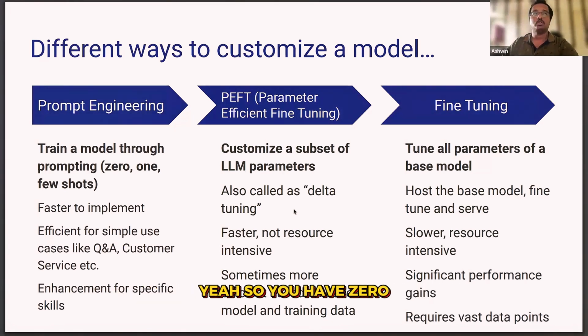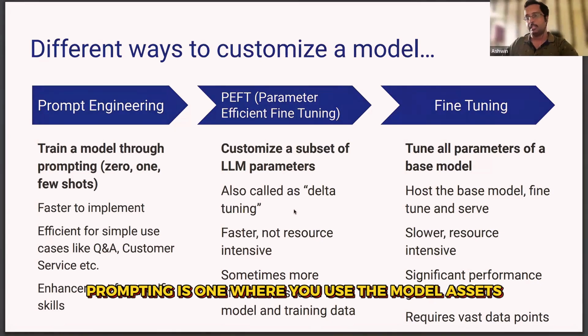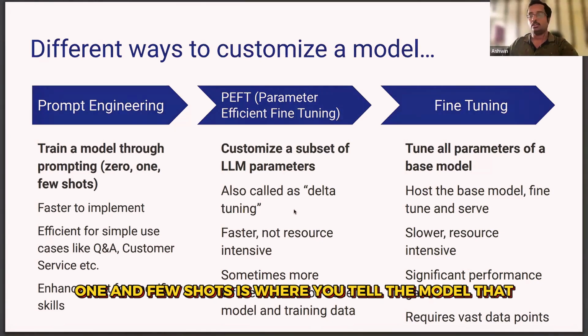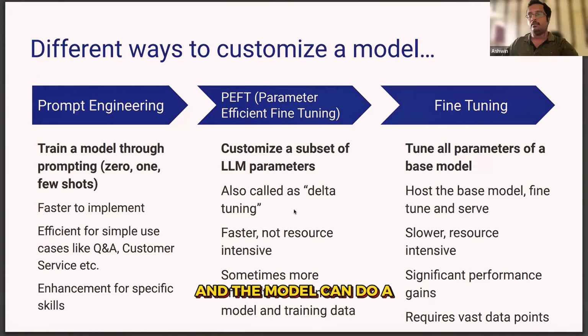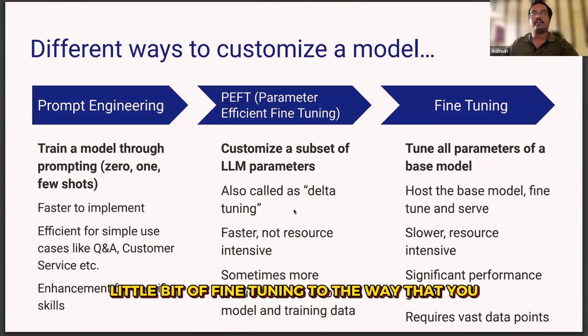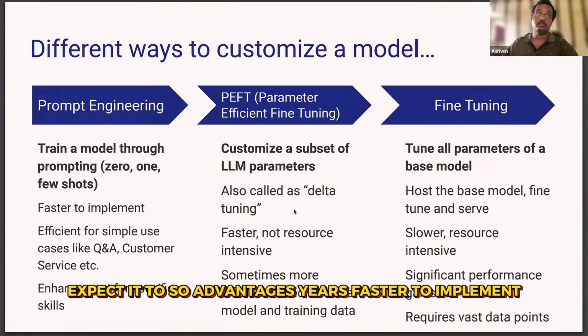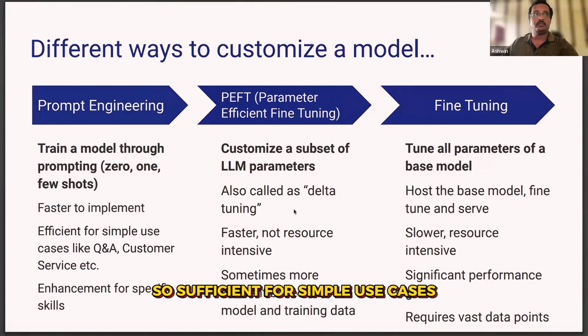Yeah. So you have zero, one, few shot prompting. Zero shot prompting is one where you use the model as is and rely on the input. So one and few shots is where you tell the model the output that you're expecting, and the model can do a little bit of fine tuning to the way that you expect it to. So the advantage here is it's faster to implement. It's efficient for simple use cases.